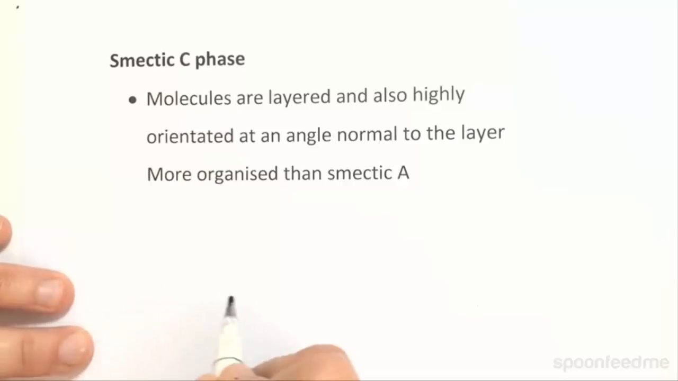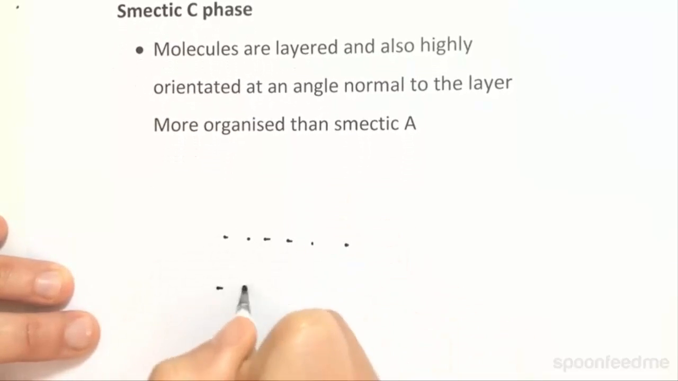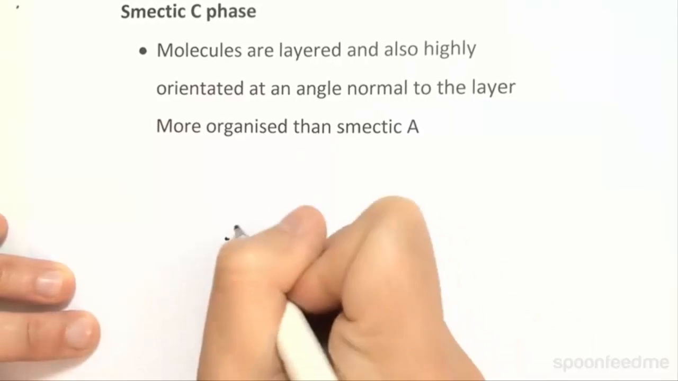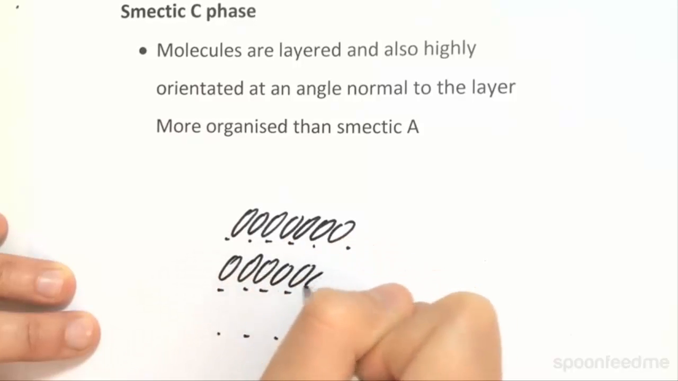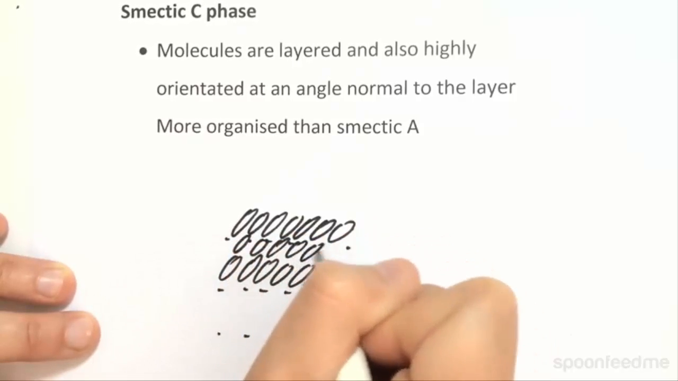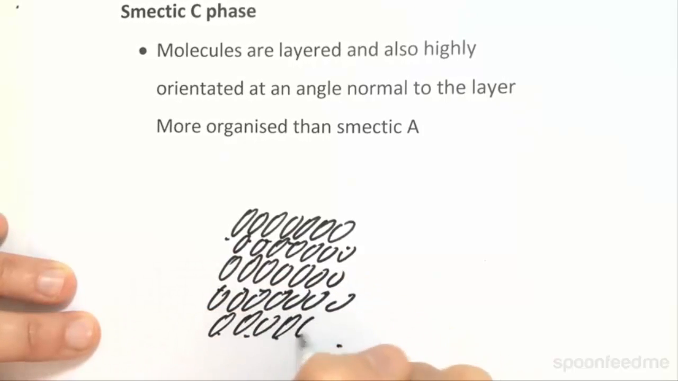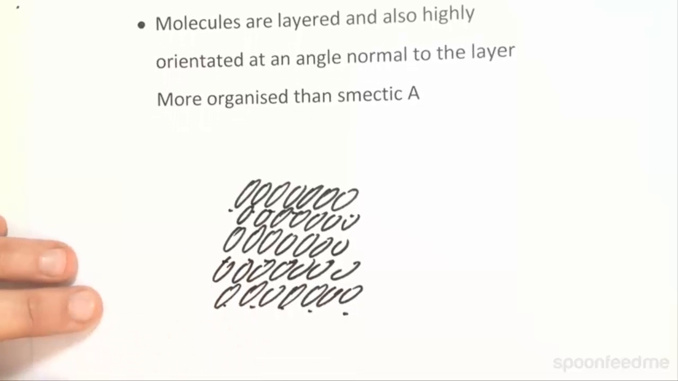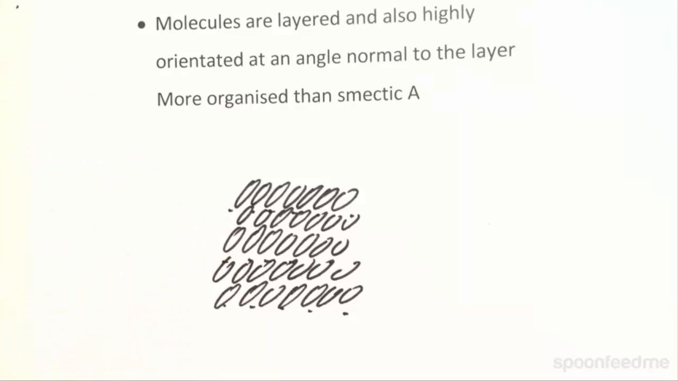In this case, we have our organized layers. I'll draw the layers a bit better this time. We also have all of them pointing in the same direction. So they're slightly different to what we saw in the Smectic A phase, where they were organised in layers but kind of all pointing in different directions, roughly all upwards. While in the Smectic C phase, they're all pointing in the same direction as well.